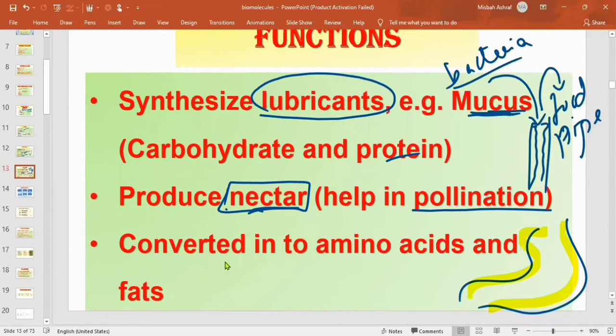Next, they can also be converted into amino acids and fats. They combine with nitrates and are converted into amino acids, and they are also converted into fats. So we will study this.